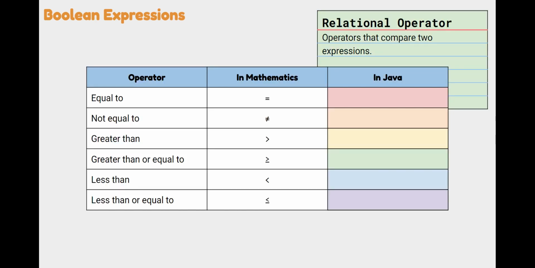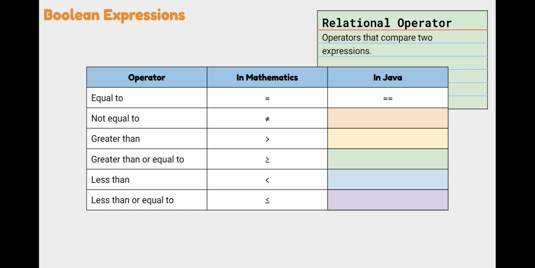We mentioned relational operators. There are 6 relational operators in Java. What we see now is how we would write those relational operators in mathematics. Our first relational operator is equal to, where we compare one expression to another expression. In math, we write that with one equal sign. We already use that operator as our assignment operator. So to test equality in Java, our equal to operator is 2 equal signs in a row.